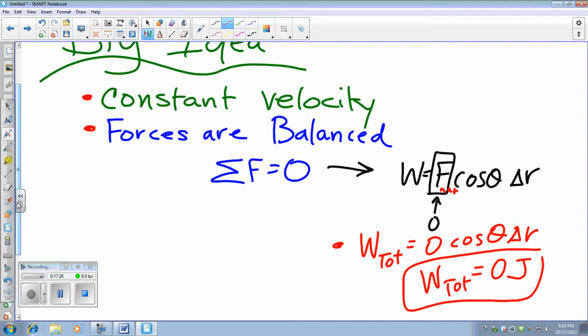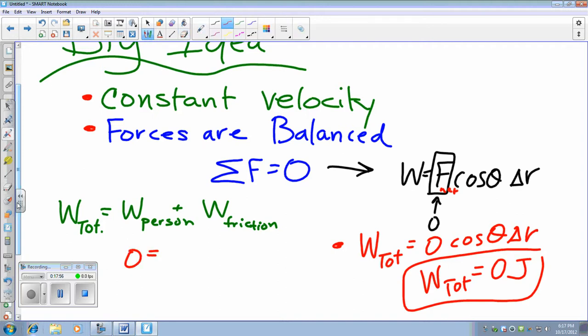Okay, well in this example that we did with the sled being pulled problem, the total work would really be equal to the work done by the person plus the work done by the friction, by the ground really. And if the total work is equal to zero, and I told you from my last page that the work done by the person is 4,623 joules, I bet you can figure out how much work is done by friction.